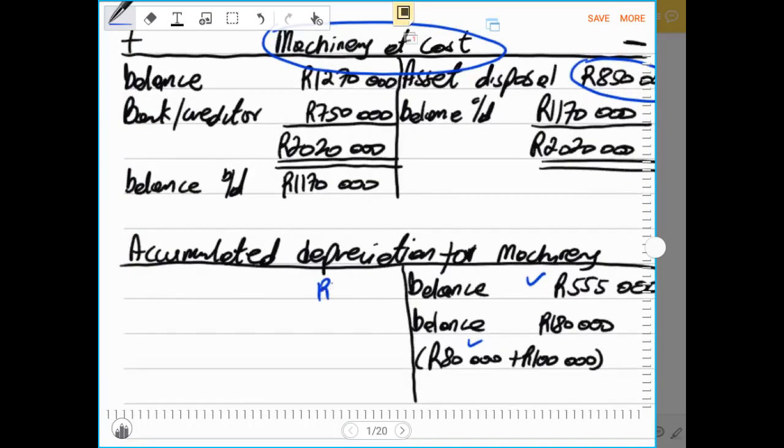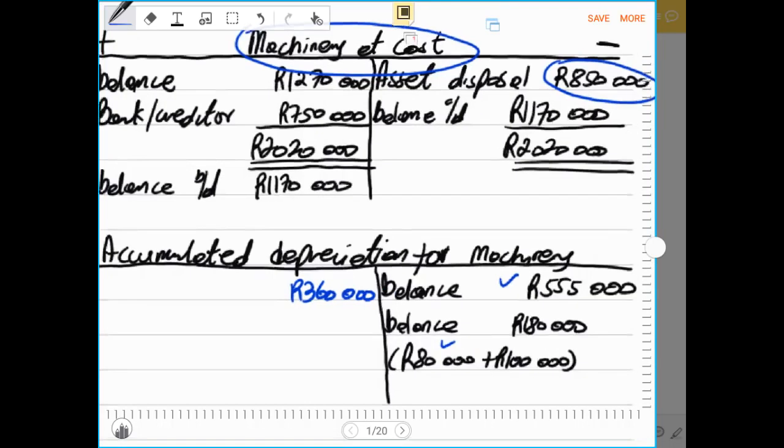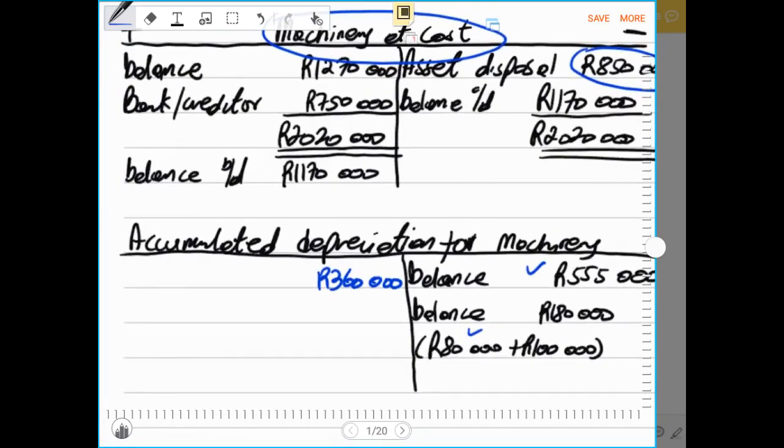Therefore now, the total of all the depreciations for machine A up to the date this machine was sold must be removed on the debit side. And the contra entry, or the reason why we record it on the debit side, is because the asset was disposed. That is why the contra entry becomes asset disposal.